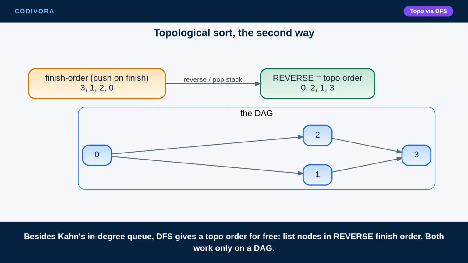There's a second way to do a topological sort, straight from DFS. A node only finishes after everything it points to has finished. So if you write down each node the moment it finishes, dependencies come out first, and the top of the chain comes out last, which is exactly backwards. So reverse that finish list, or push each finished node on a stack and pop it, and you get a valid order. Kahn's algorithm and this DFS reverse post order are two roads to the same place, and both only work on a graph with no cycles.